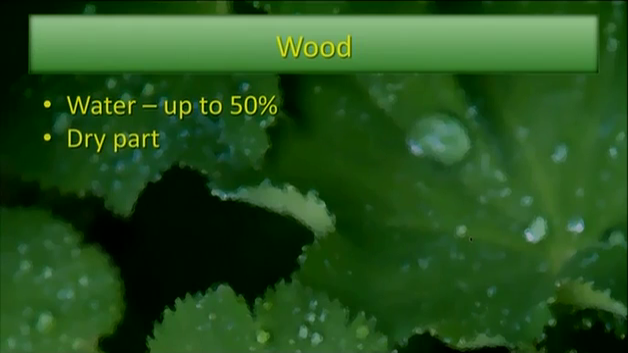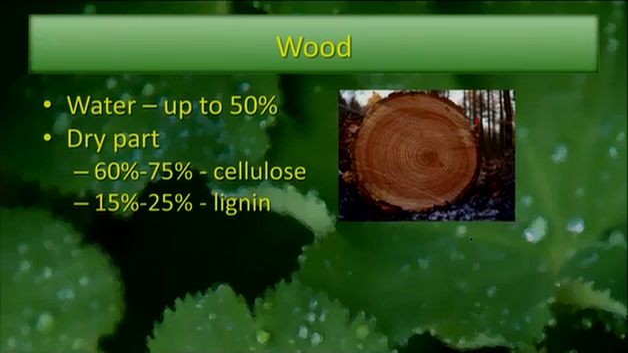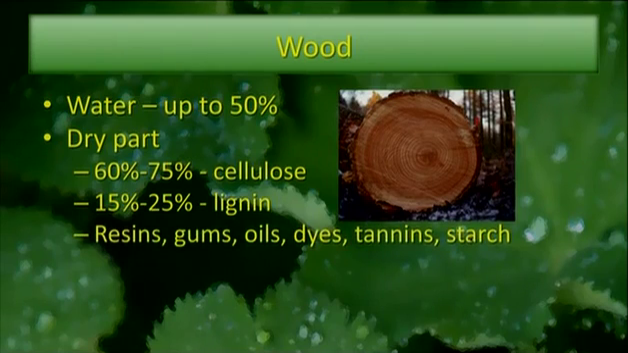Now the dry part of the wood is made up of 60 to 75% cellulose, 15 to 25% lignin. Remember the idea of cellulose fibrils in a matrix of lignin, sort of like rebar in a matrix of concrete, right? And the remainder of the wood is resins, gums, oils, dyes, tannins, and starch. The oils and the tannins are important in terms of wood preservation.